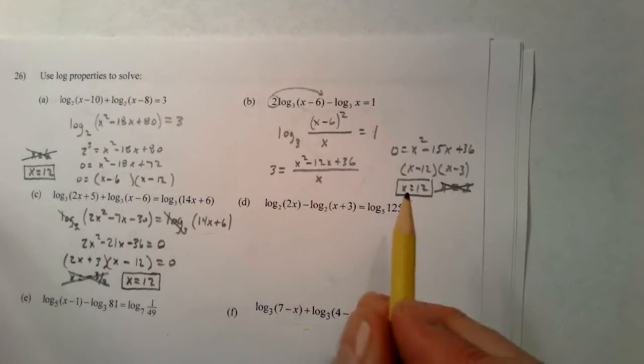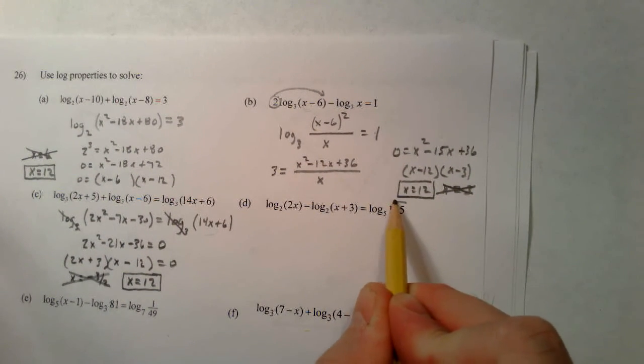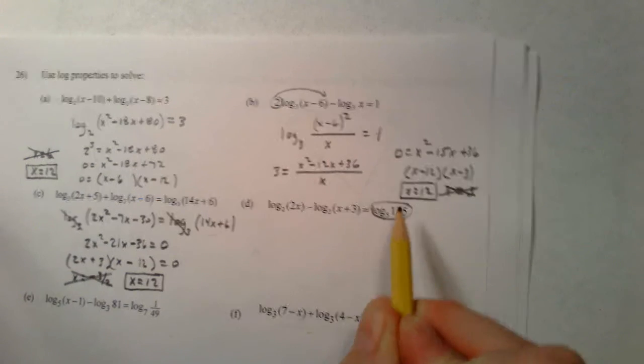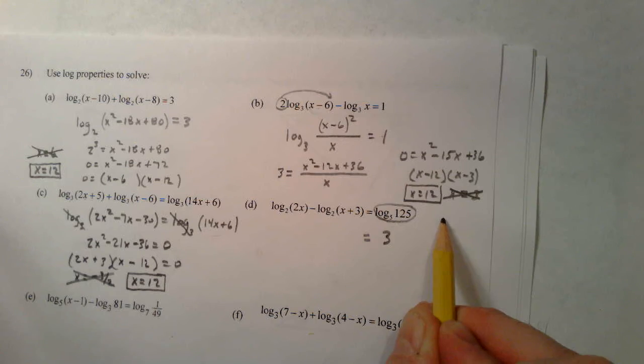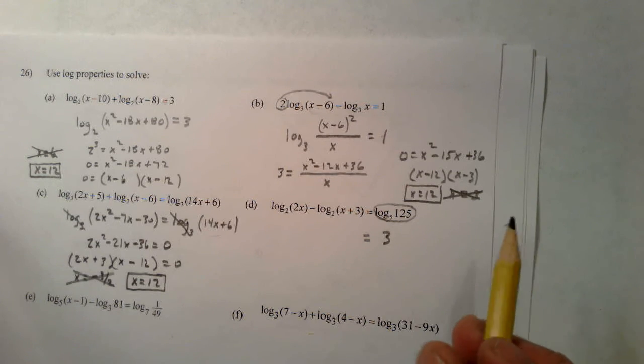Okay, D. Here's our first disguised number on this one. That's a disguised number. Do you recognize it? It's the number 3, because 5 to the third power is equal to 125.